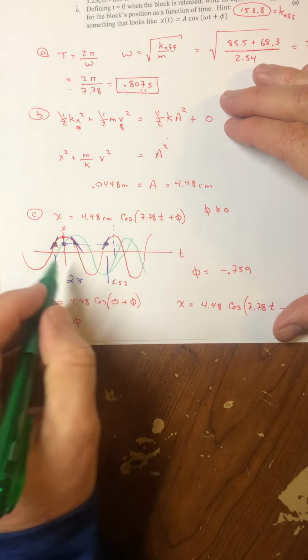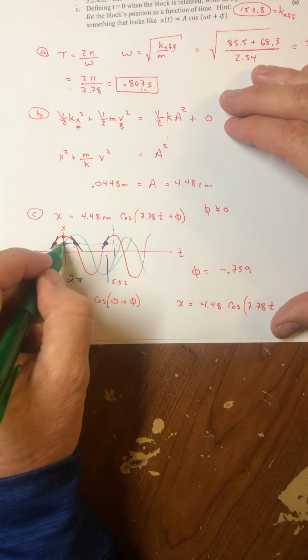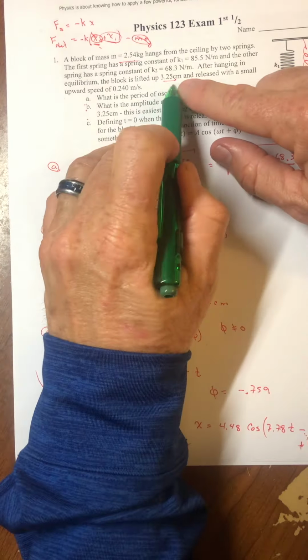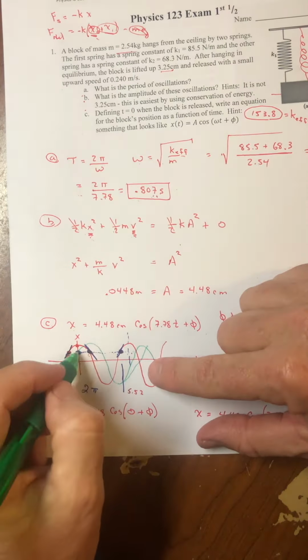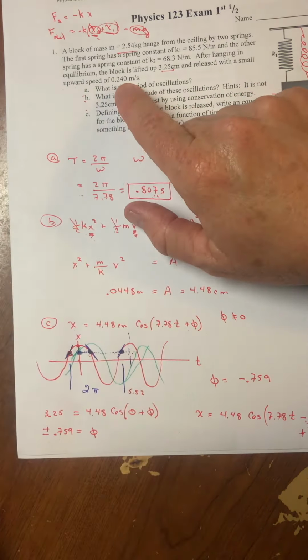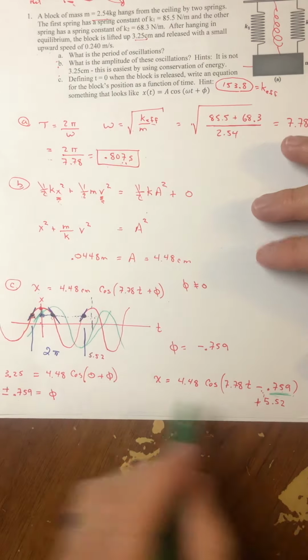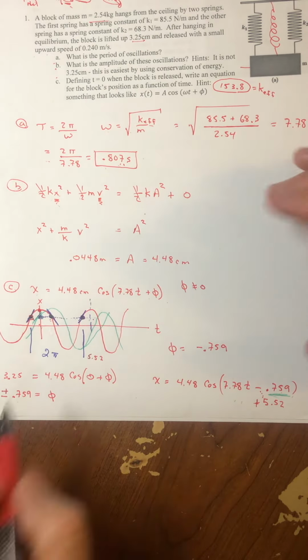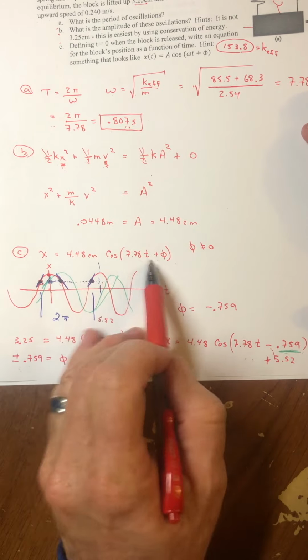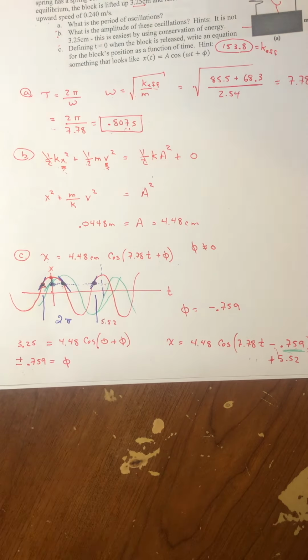Yeah. And so right there at time equals 0, we have an upward displacement of 3.25, and we have an upward slope, so we have an upward small speed of 0.249. So as you can see, there's not much math in part C. It's just, hey, write out what you do know, and then the only thing you don't know is phi, and solve for phi.